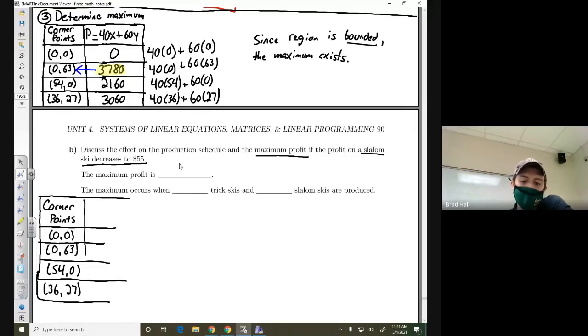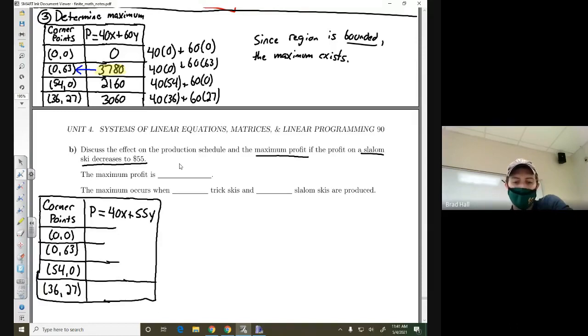What we are changing is the objective function. Because what it's saying is, instead of 40x plus 60y, what about if we decrease 60 to 55? Notice the slight difference in the objective function. And now it's 55y instead of 60y. And so this is what we need to proceed with. So basically, we're plugging in these ordered pairs into this new equation.